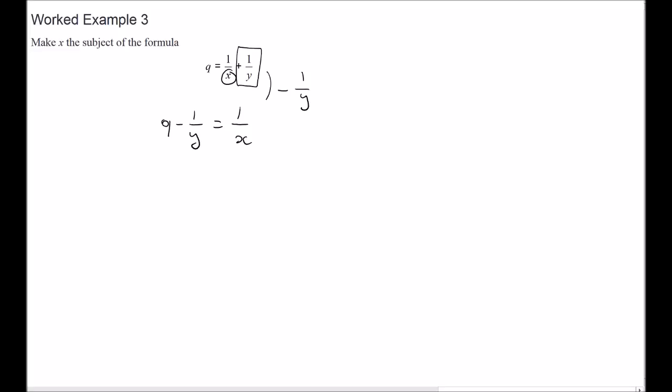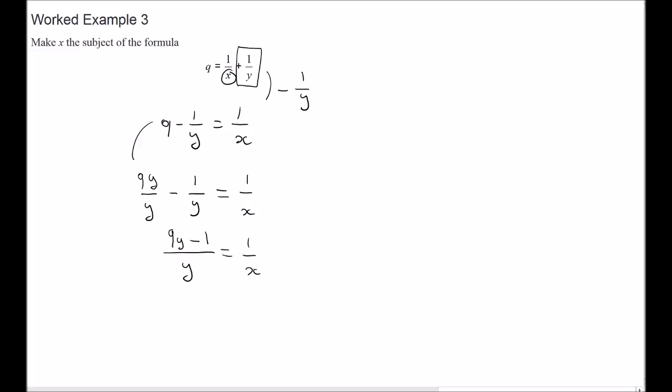Now, to make it a bit easier on the left side here, I'm going to get rid of that small fraction. I'm going to put everything on one big fraction. So I need to put it on the same denominator. I still have 1 over y. q, that's going to be q times y over y. Okay, and I leave this here. So what do I get? One big fraction, I get qy minus 1 over y is 1 over x.